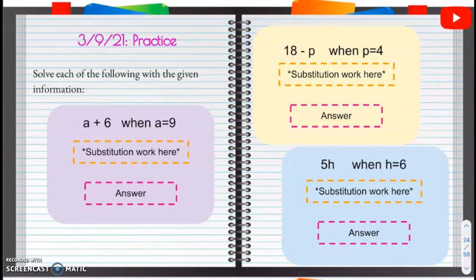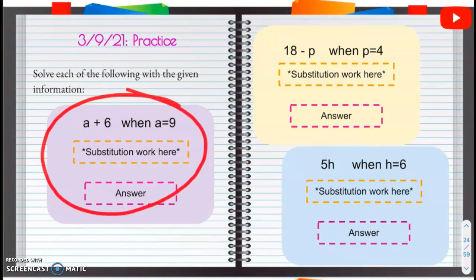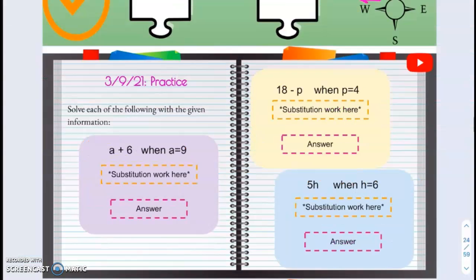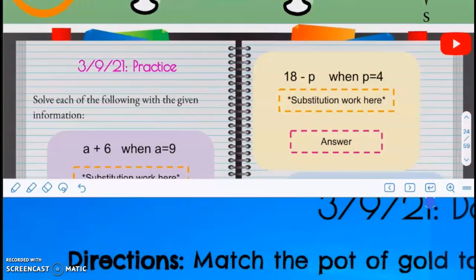All right, we're going to do some practice here. So we're going to solve the following with the given information. So this first one, in the purple, we have a plus 6. We're going to solve this when a equals 9. So we are going to substitute that in.